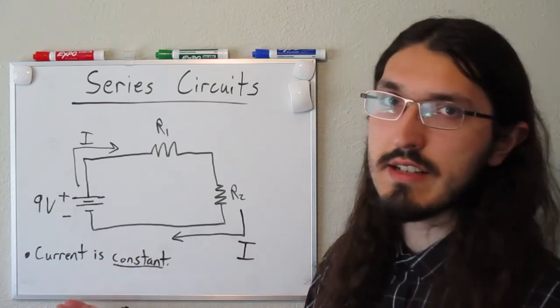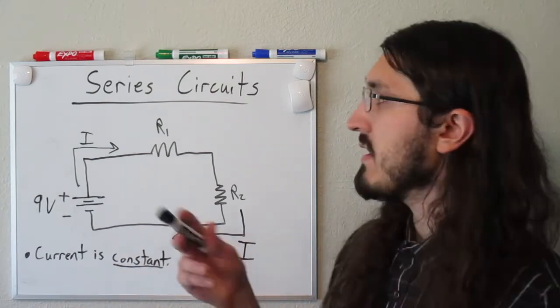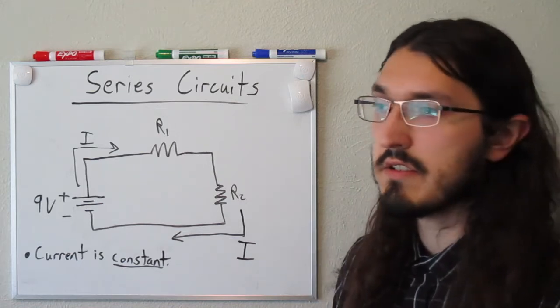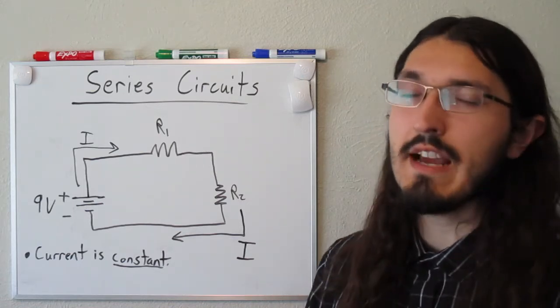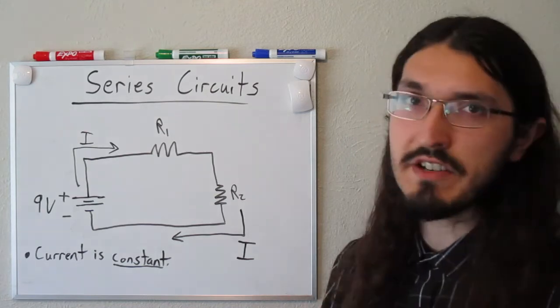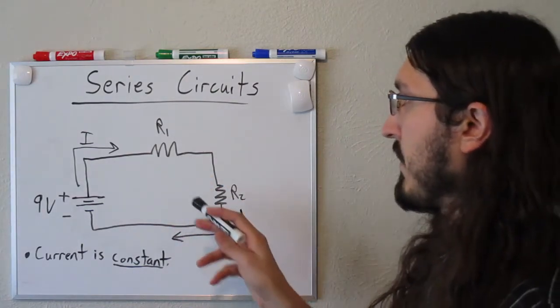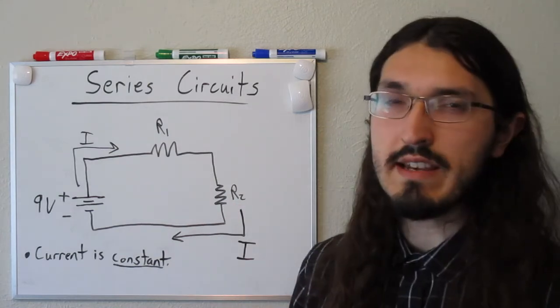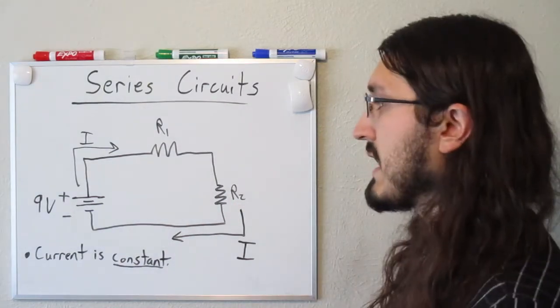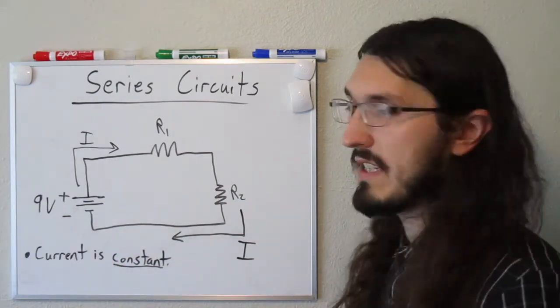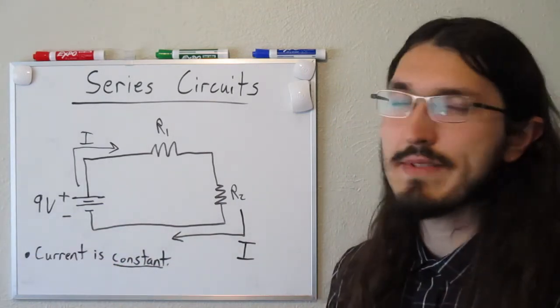Because current is constant in a series circuit, if I imagine that these resistors were light bulbs instead of resistors, well, technically light bulbs have resistance to them, so they can function as resistors as well. But if I have two of the same light bulb at these two spots, they would glow at an equal brightness because they are receiving the same amount of current and they're both getting 9 volts of potential. In this week's weekly assignment, you'll see some problems that ask about that.